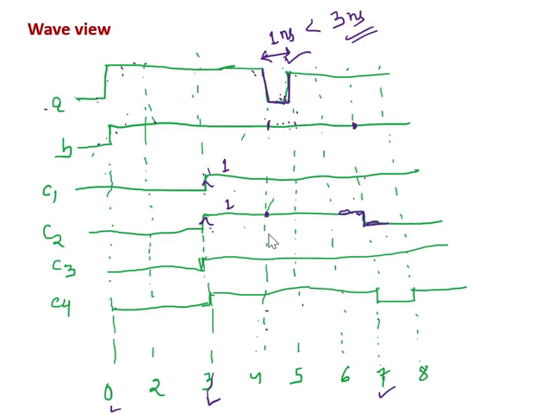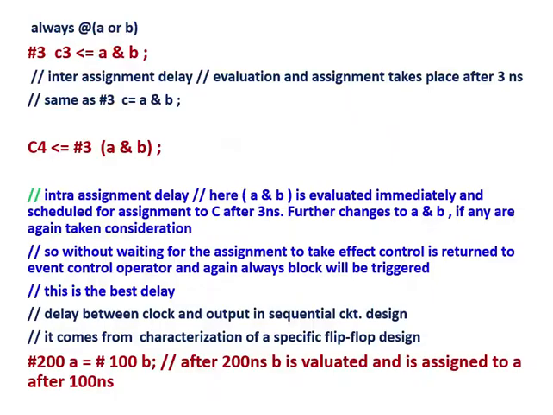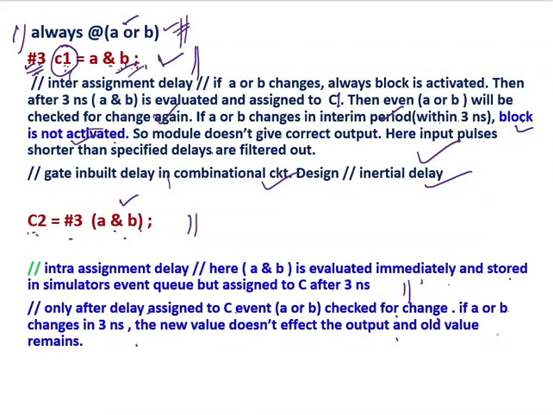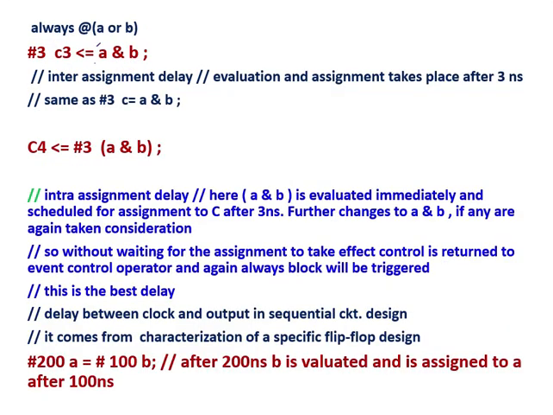Okay, next one is always @(A or B). So this one is non-blocking assignment. See, this one is all blocking assignment. This is a blocking assignment, this is a blocking assignment. Now this is a non-blocking assignment with inter assignment delay. Because this hash is there to the left of the assignment operator, evaluation and assignment takes place after 3 nanosecond.